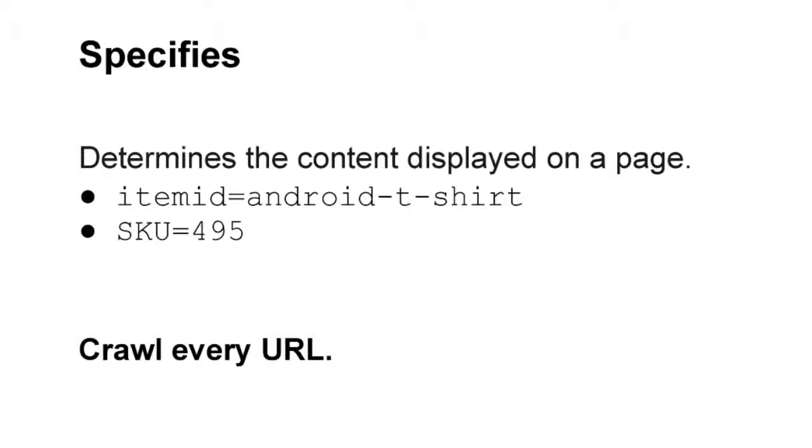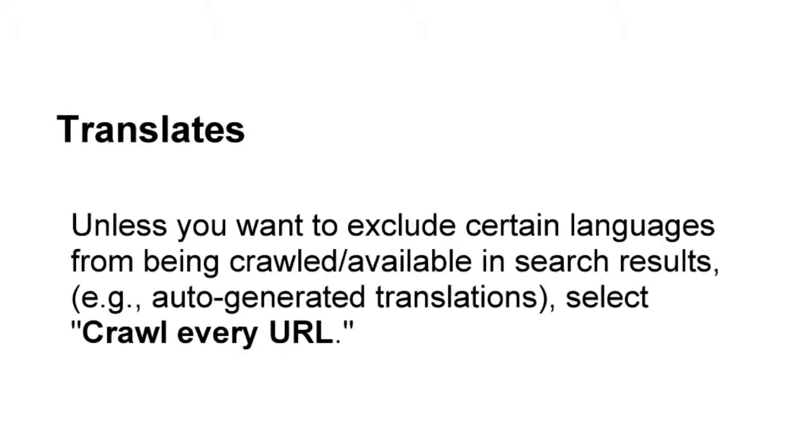The next parameter is specifies. Specifies determines the content displayed on the page. For example, item ID equals Android t-shirt or SKU equals 495. The specifies parameter is responsible for the actual content, and so you'll likely select crawl every URL. After specifies is translates. Unless you want to exclude certain languages from being crawled and available in search results, like auto-generated translations, unless that's the case, then it's likely you'll select crawl every URL.